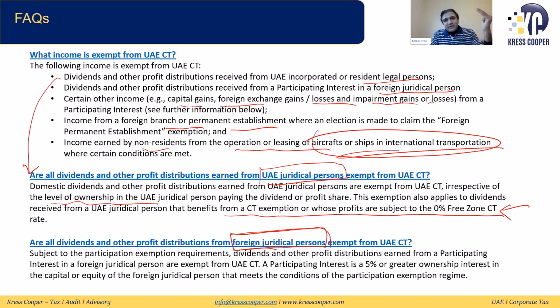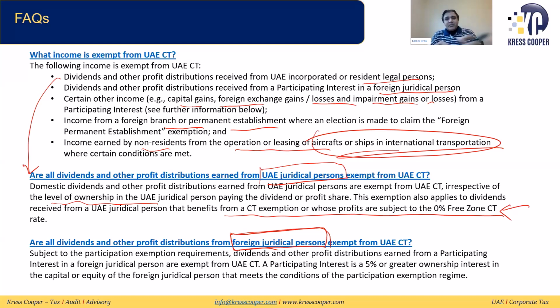The person has a 5% share in the assets and at least a 5% share in the liquidation. The fourth is that at least 50% of the assets of the participation interest would not be exempt if they had been held in the hands of the taxable person. If all these conditions are fulfilled, then we say this is a participation interest. This participation interest will not be subject to corporate tax.